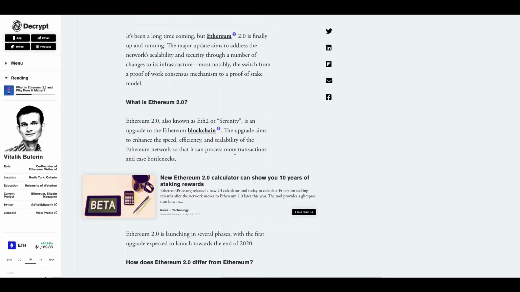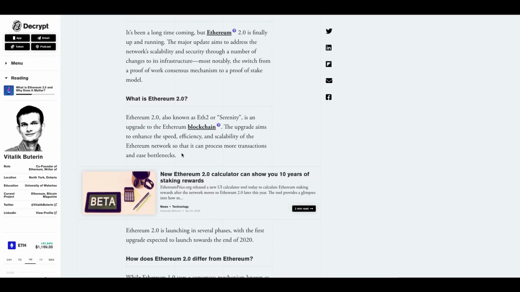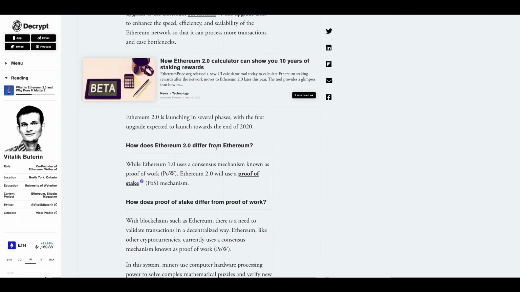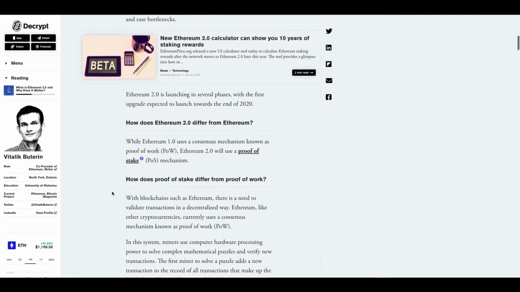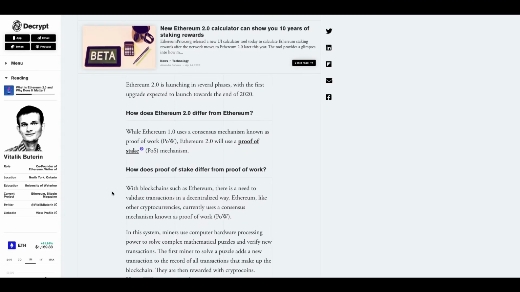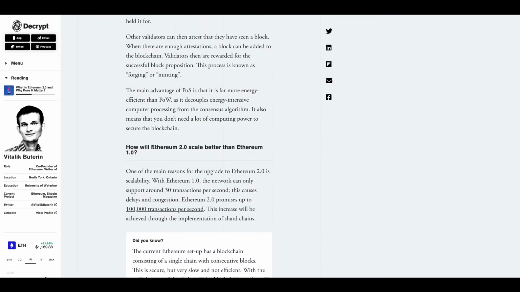And this will allow Ethereum to have more transactions. It can already process a lot of transactions as it is. Unlike Ethereum as of right now, Ethereum 2.0 will have proof of stake instead of proof of work. And as I said in my last video, proof of stake is definitely better. It's a better protocol, more user friendly. So Ethereum 2.0 means more scalability.